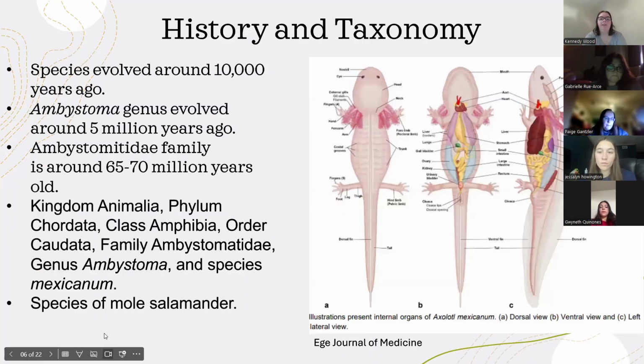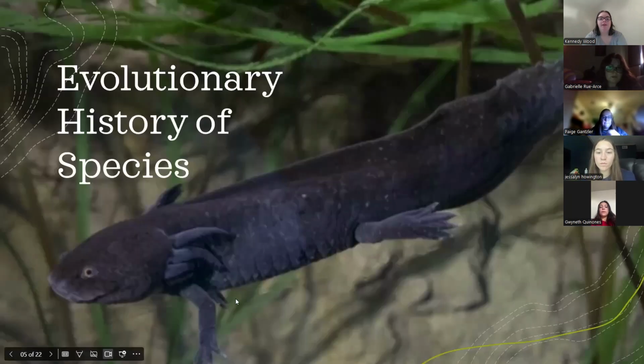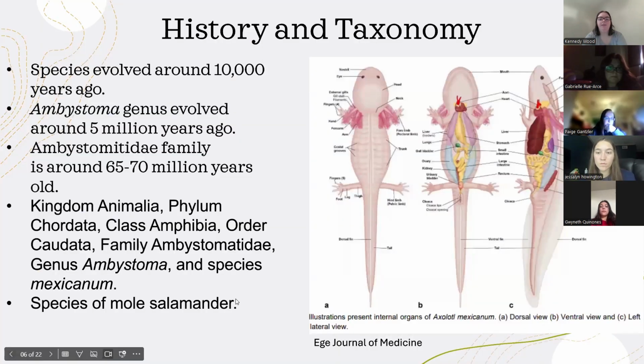I'm Kennedy, and my section is evolutionary history. The Mexican axolotl evolved 10,000 years ago from another species in the genus Ambystoma, likely tiger salamanders. The recent evolution of their genus and family makes them evolutionarily young. The image above shows the anatomy of the Mexican axolotl and some characteristics derived from its taxonomy, such as a notochord from the Chordata phylum.